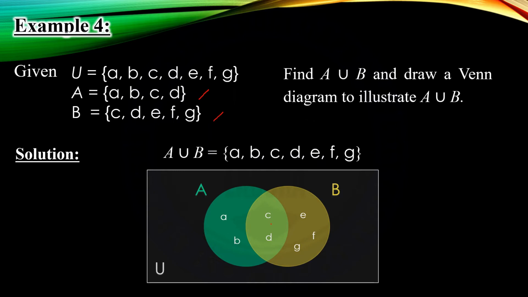We put the elements C and D at the center region since they belong to both set A and set B. We put A and B here because they belong to set A only. And we put E, F, and G here because they belong to set B only.